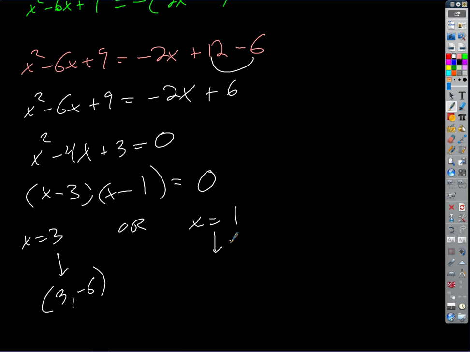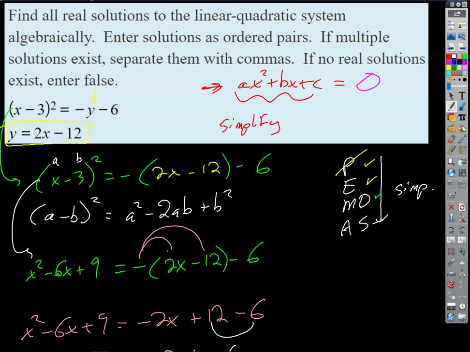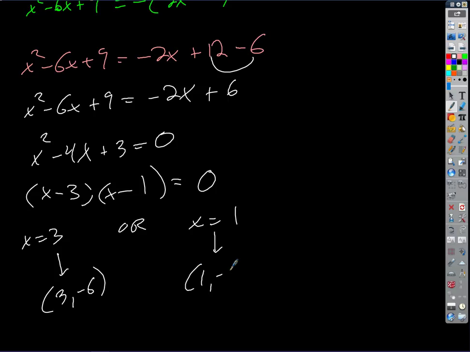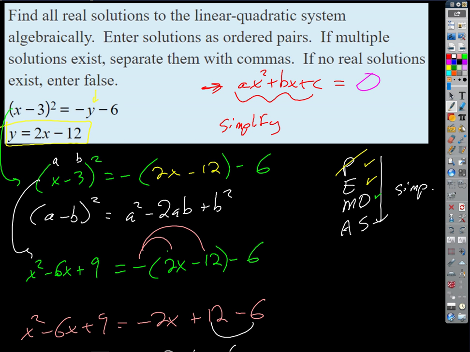Second one, what's that going to give us? Sean, if I plug a 1 in there, what am I going to get? -10, right? So the second one's going to give us the ordered pair (1, -10). So those are our two solutions, right? How could we check it? Plug them back in, yeah. Both of those should work in both equations.